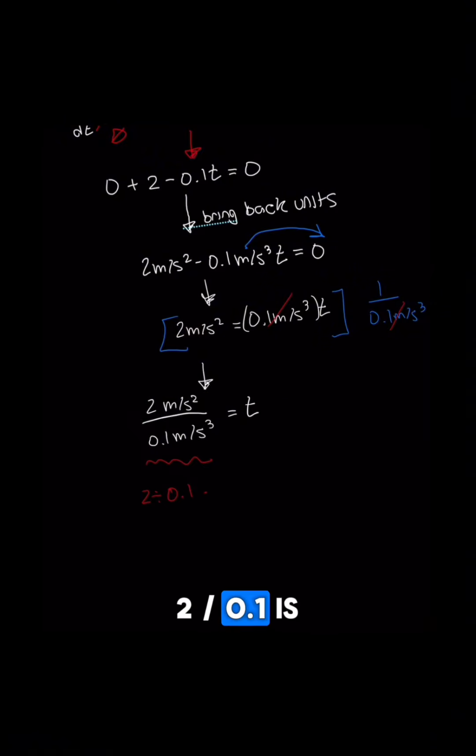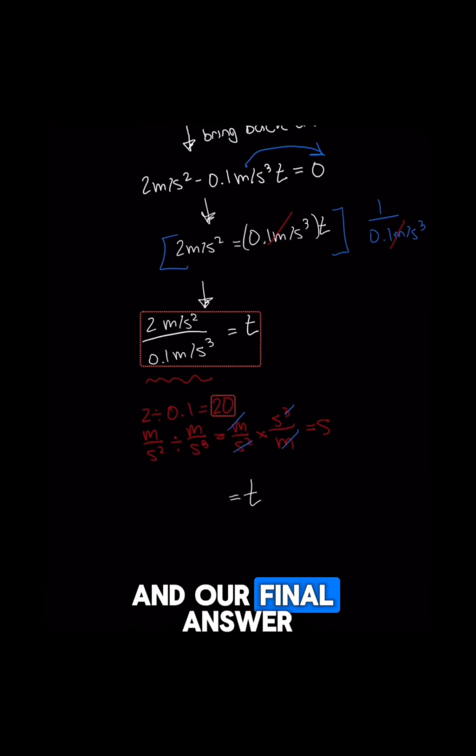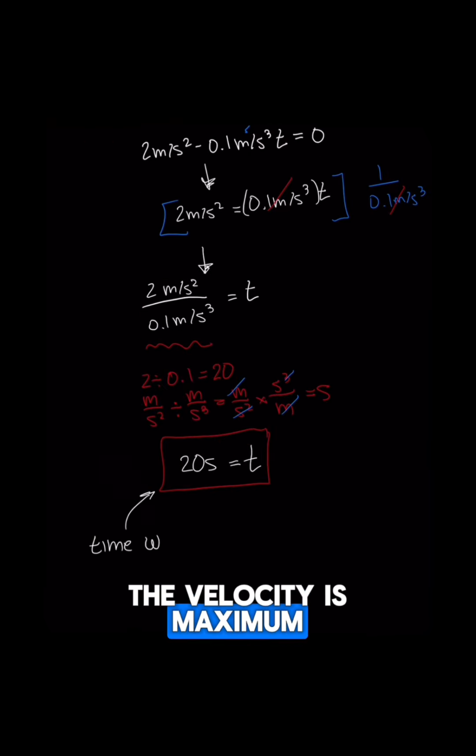2 divided by 0.1 is equal to 20. And if we do meters per second squared divided by meters per second cubed, we just get seconds. And our final answer for the time when the velocity is maximum is 20 seconds.